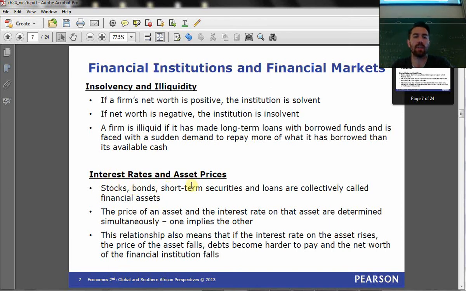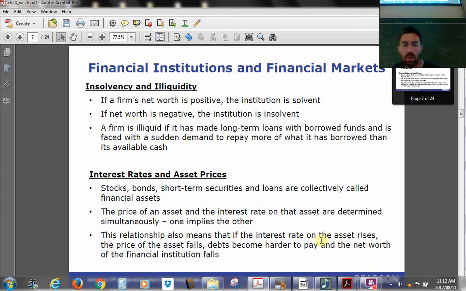Stocks, bonds, and short-term securities and loans are collectively called financial assets. Okay? The price of an asset and the interest rate on that asset are determined simultaneously, and one implies the other. The relationship also means if the interest rate on the asset rises, the price of the asset falls, and debt becomes harder to repay, and net worth of a financial institution falls. What does that mean?